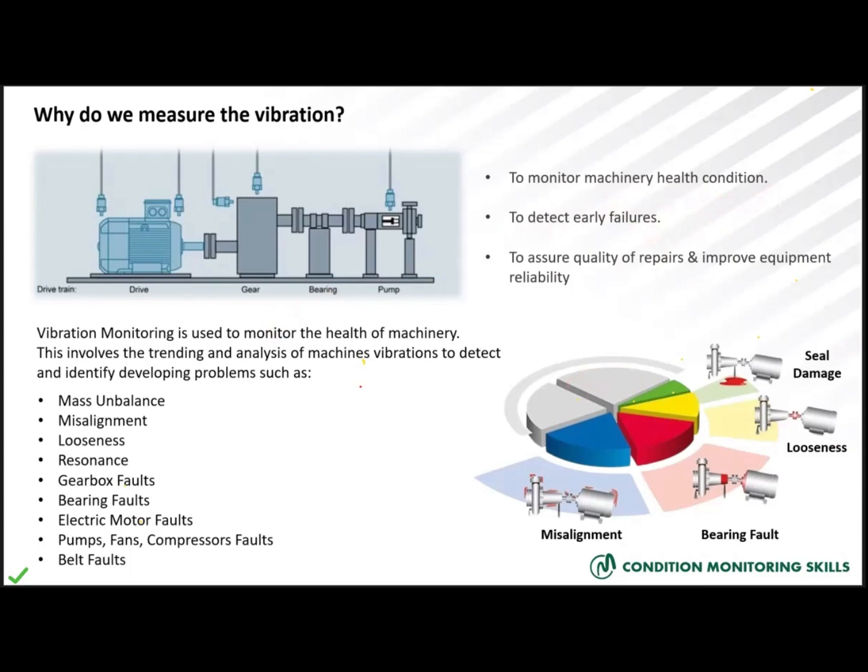detect? Measuring and trending the vibration of rotating equipment over time will allow you to indicate many problems, such as unbalance, misalignment, looseness, resonance problems, gearbox faults, bearing faults, electrical motor faults, pump faults, fans, compressors, belt faults, and so on. So there are a lot of mechanical and some electrical defects that could be detected using the vibration analysis technique.